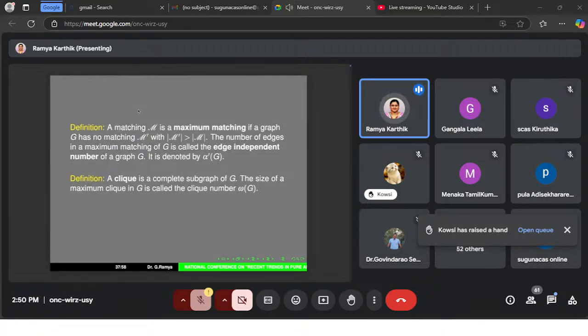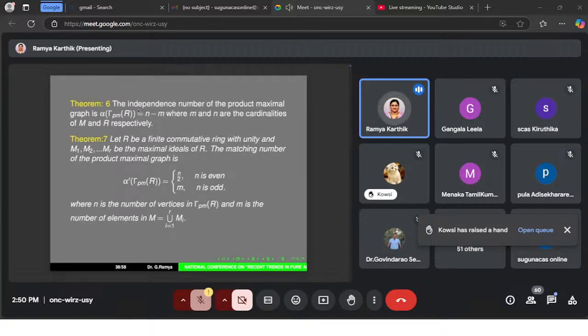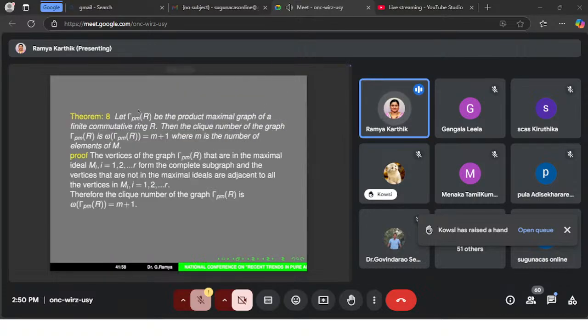And next one, clique number. Basically, it is also a subgraph of the main graph, but that subgraph becomes complete. So the size of that set is called the clique number. Okay, and see, this is the theorem of clique number of the product maximal graph. Theorem number 8: the clique number of the product maximal graph is m plus 1. How to prove this? All the elements inside the maximal ideal form a clique because their products also belong to the maximal ideal.